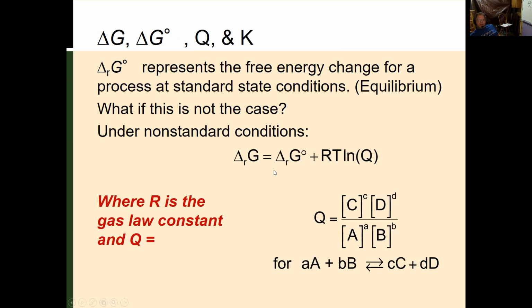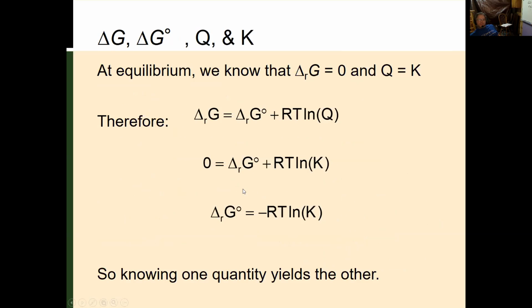And we can calculate this. I'm not going to go through all the derivation of this. Remember, Q is equal to the products to the power of their coefficients over the reactants to the power of their coefficients. And at equilibrium, we know delta G is 0 and Q is equal to K. So delta G naught is equal to negative RT ln K. Knowing one quantity yields the other. We're going to use this in the lab this week.